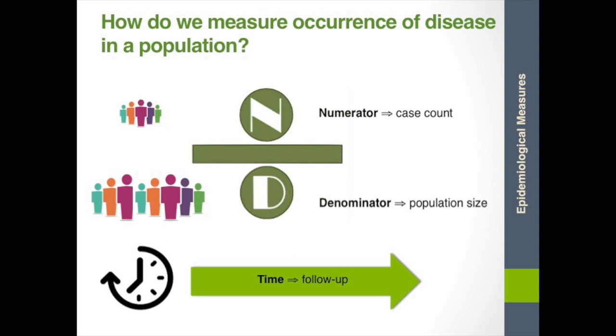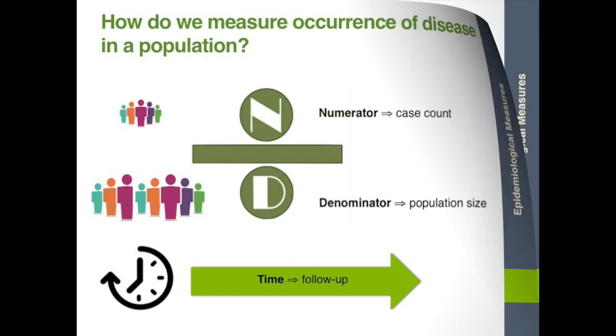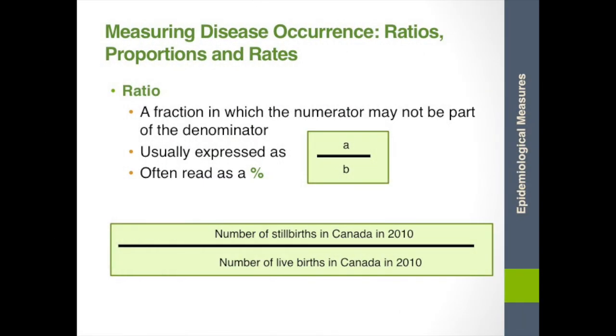The majority of measures of disease have numerators and denominators. There are three factors that should be considered when measuring the frequency of disease. One is the number of people affected by the disease, or cases. Two, the size of the population. And three, the length of time. There are three types of calculations that help to describe and compare measures of disease frequency: ratios, proportions, and rates.